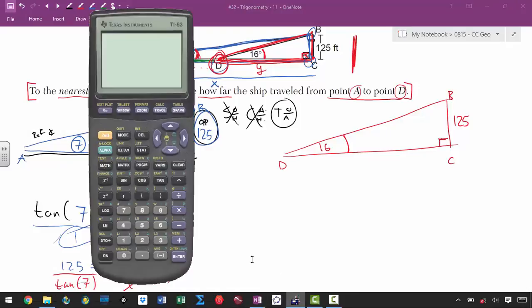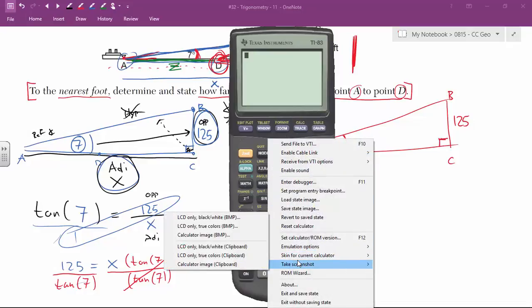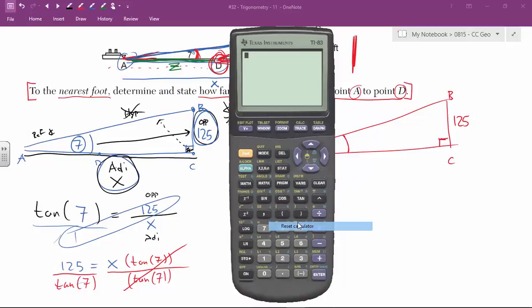So if I type that in the calculator, oh, here's the thing. Whenever you're doing trig, you need to make sure your calculator is in degrees. So I reset the calculator on the day of the Regents. Your calculator is going to be fresh. It's going to be reset. So you need to do this.